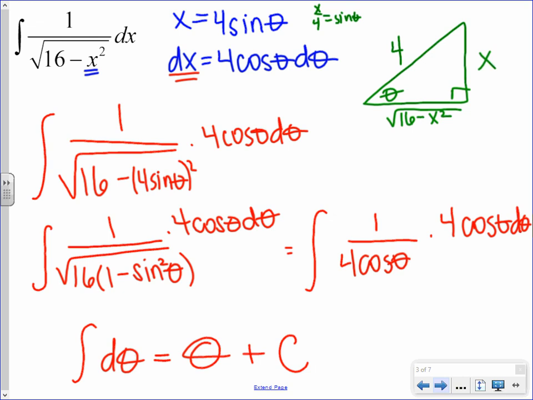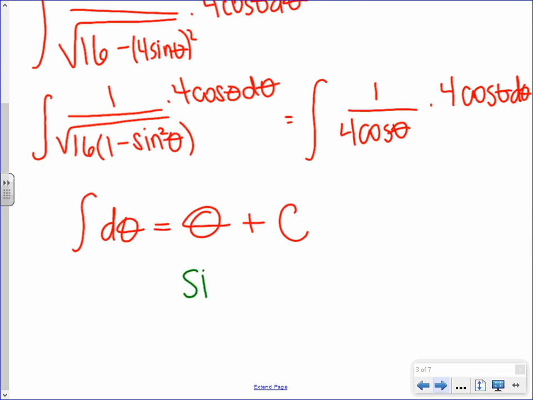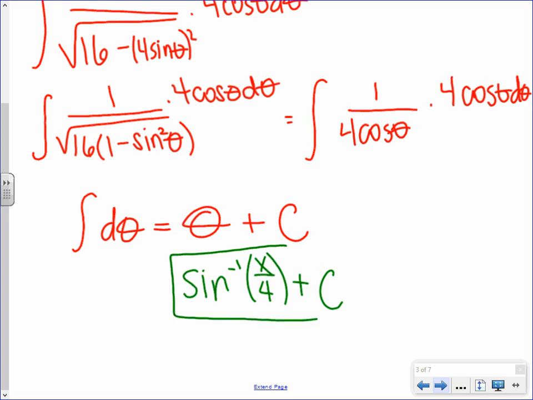Okay. So if I want to know what theta is, we can do a couple different things this time. We know that the sine ratio is x over 4, and so like here, we can just solve for theta. Well, if we solve for theta, we have the inverse sine of x over 4, which we all knew was going to be the answer anyway. Okay, but that's how we got it.